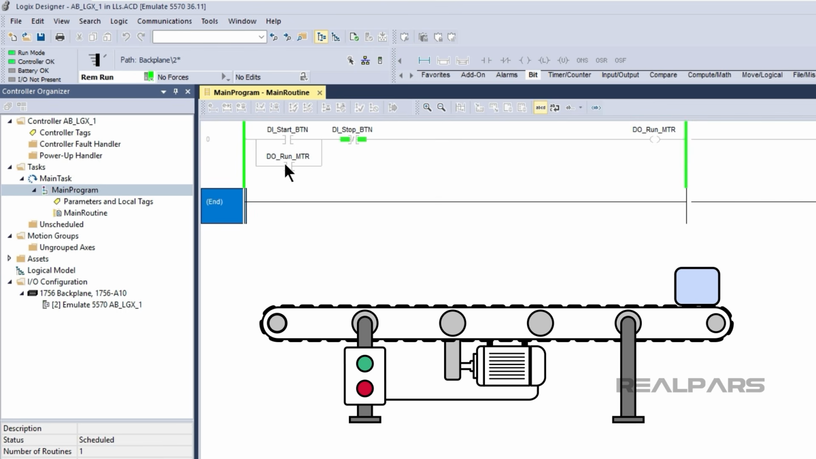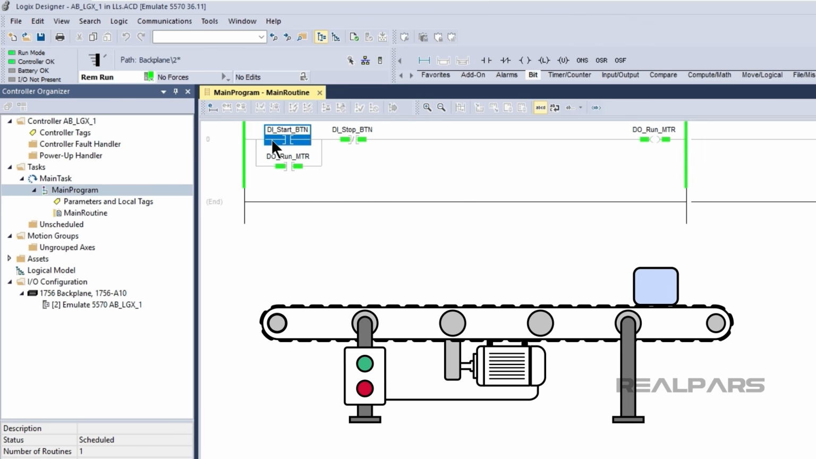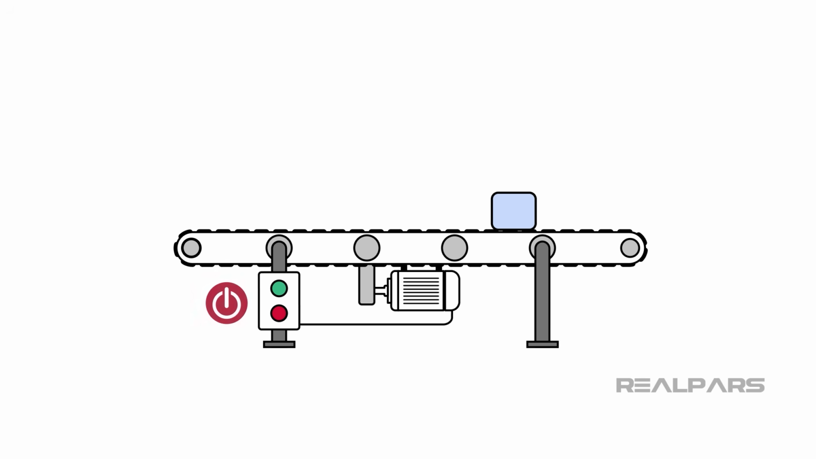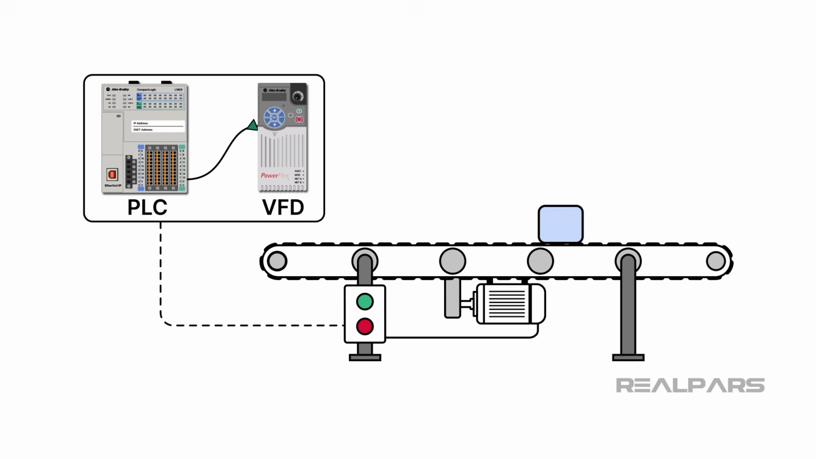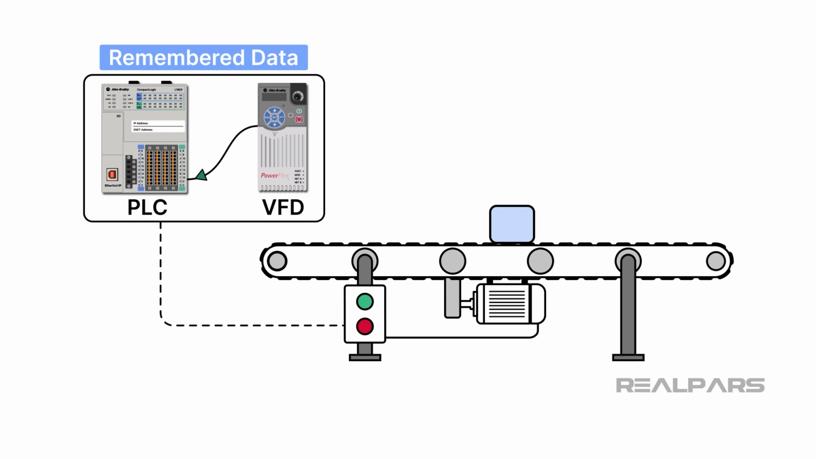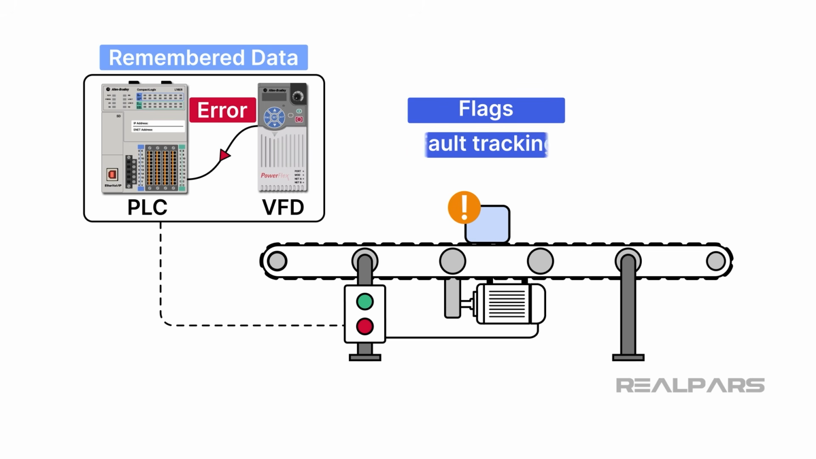Because of this difference, the golden rule in PLC programming is that you should use a seal-in circuit for anything that moves, like motors and actuators. This ensures that there are no ghost starts after a power failure. Latching can be used for data that needs to be remembered even after a power cycle, such as status flags and fault tracking.